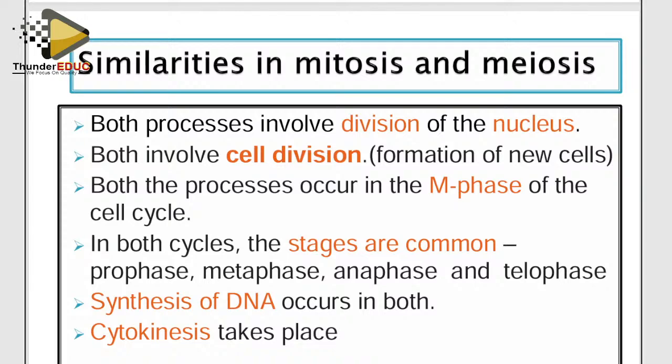Similarities between meiosis and mitosis: both require nuclear division, meaning there is karyokinesis and there is cytokinesis. Both involve the same phases: interphase, prophase, metaphase, anaphase, telophase. Both involve DNA replication. So that's it.